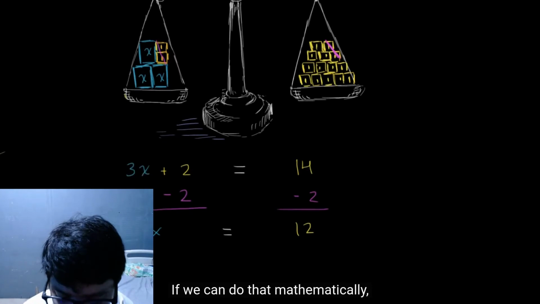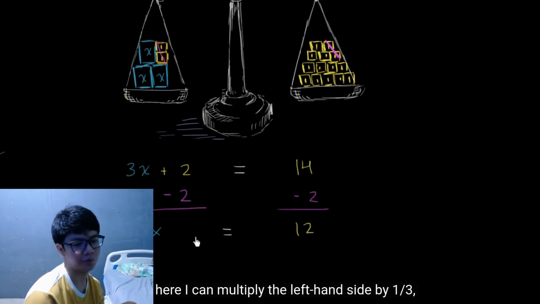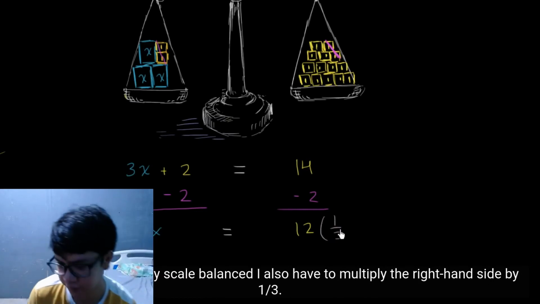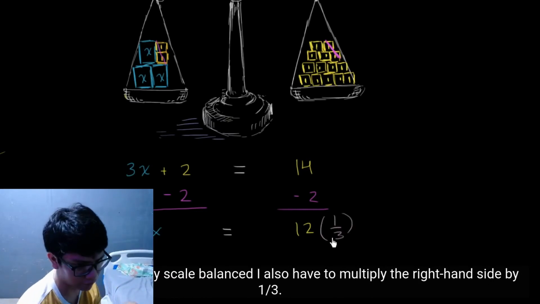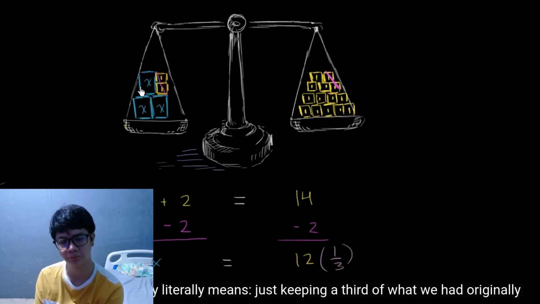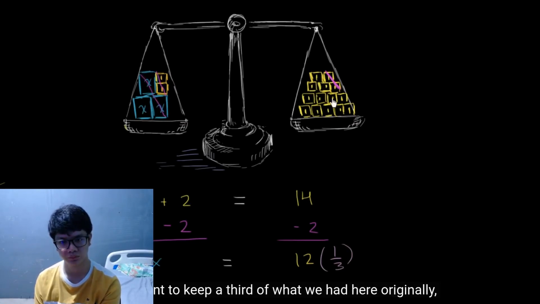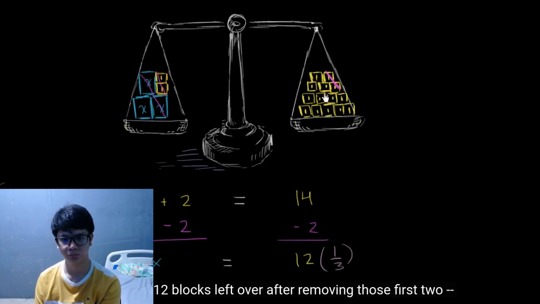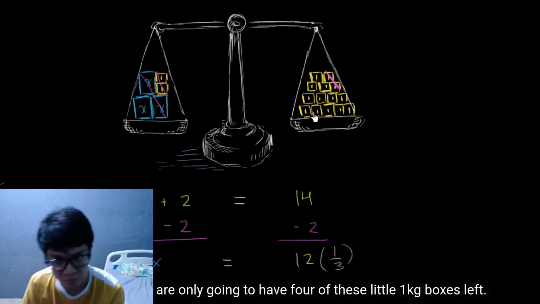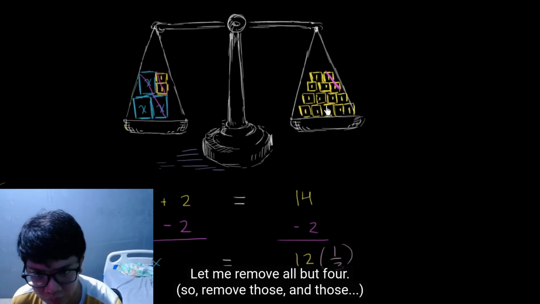And so if we can do that mathematically, right over here, I can multiply the left-hand side by 1/3. But if I want to keep my scale balanced, I have to multiply the right-hand side by 1/3. And multiplying it physically literally means just keeping 1/3 of what we had here originally. So we would get rid of 2 of these. And if we want to keep 1/3 of what we had originally, there are 12 blocks left over after removing those first 2. So 1/3 of 12, we're only going to keep 4 of these little 1 kilogram boxes left. So let me remove all but 4.